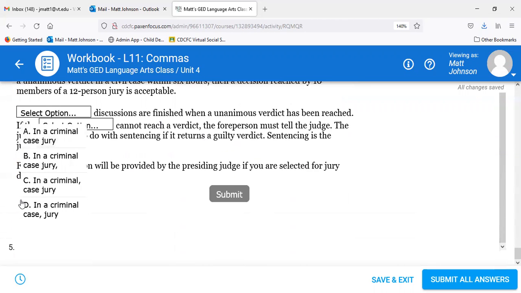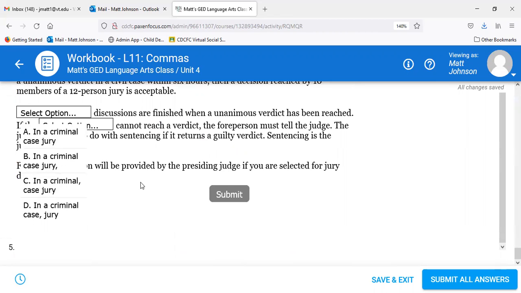In a criminal case jury, discussions are finished when a unanimous verdict has been reached. What do we do here? D. D. Yep, another introductory phrase.